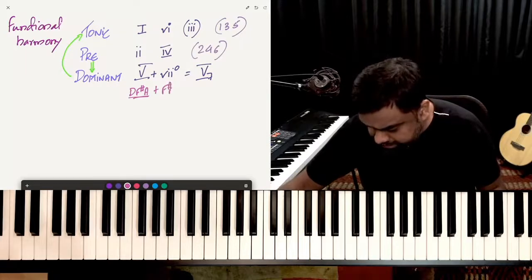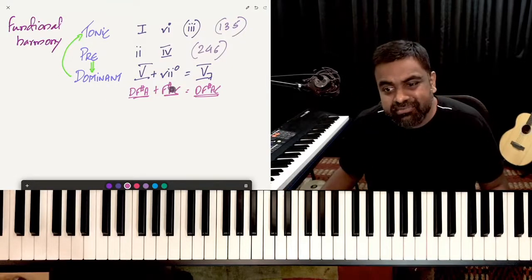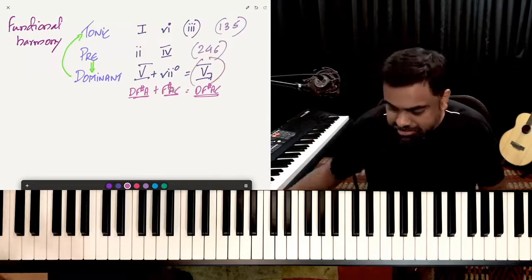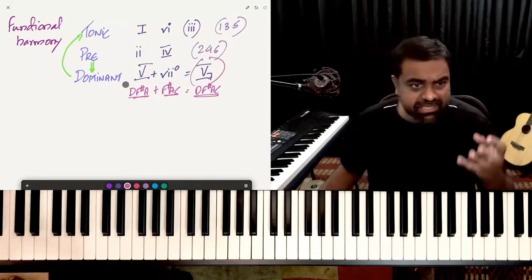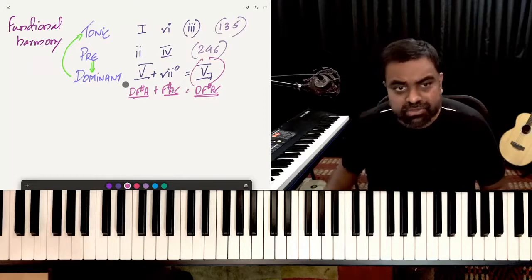F sharp, A, C. So the resultant is what? D, F sharp, A, C. That's the idea. So you could say 5, 7 is your actual dominant chord. You can always play the dominant chord as a 7th chord. That'll be nice. And the tonic you could play as this, this, this.